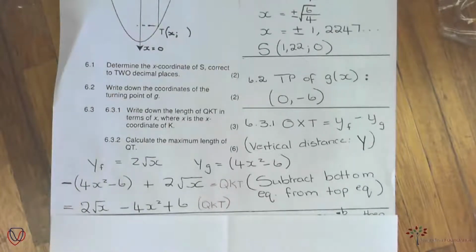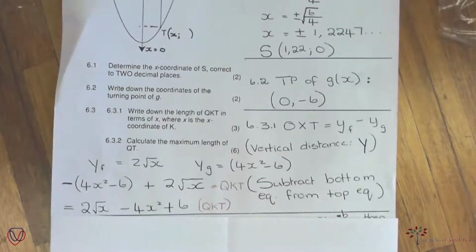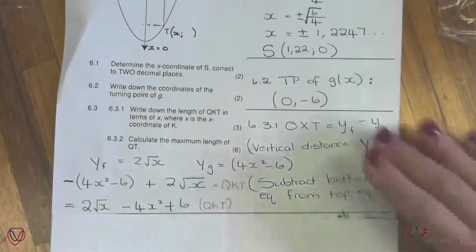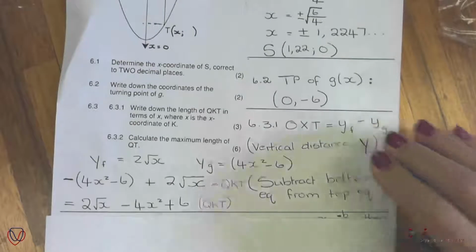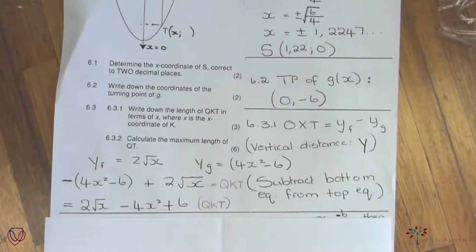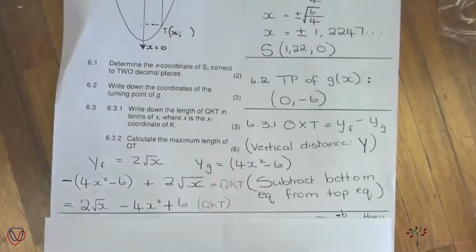Oh, people, be careful for a negative in front of a bracket. It always changes the whole sum's bracket signs. Right, now you've got QT. Wonderful. That is the distance between the two graphs in terms of x.